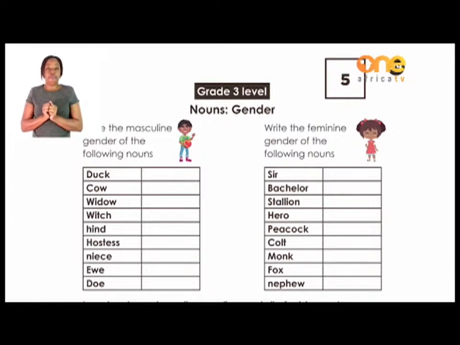Are we together? So our gender, we only have two genders. It's either you are a male or you are a female. You are a girl or you are a boy. Are we together? That is what gender means. Okay. So we are given two tables there with two columns. The first table there, we are given the side of the masculine gender, and we have to find the feminine gender. All right. Okay, now let's try and find the answers.